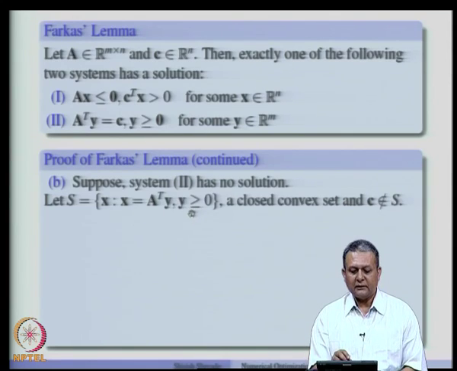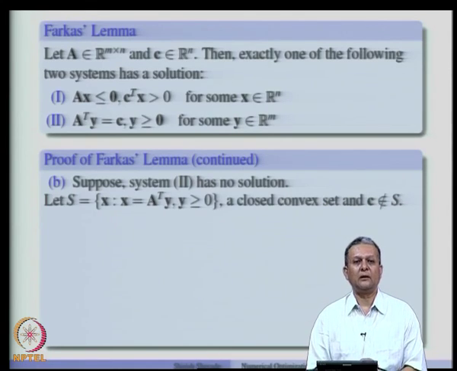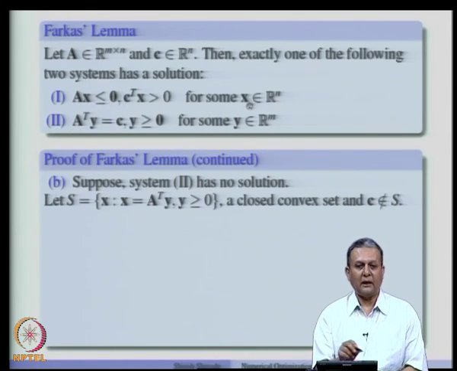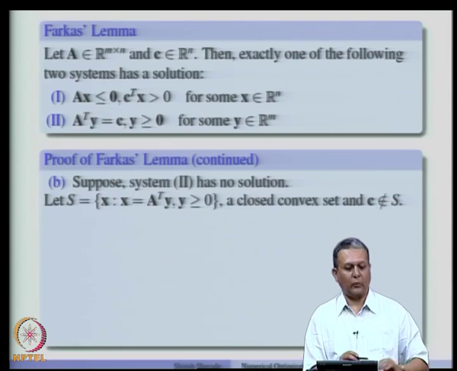Now, clearly S is a closed set and also a convex set, since the intersection of closed convex sets is a closed convex set. And then since system 2 does not have a solution, C certainly does not belong to the set S. Okay. Now, what we have to do is prove that there exists some vector x in n-dimensional space such that Ax is less than or equal to 0 and C transpose x is greater than 0. Okay.